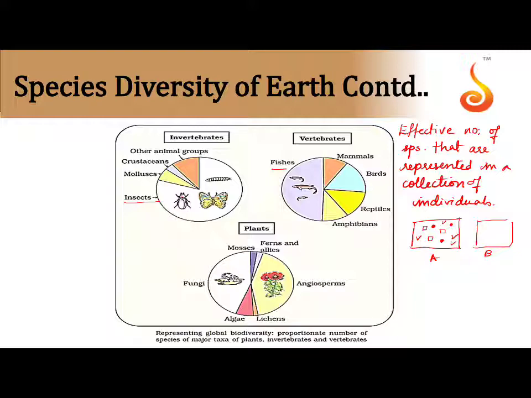In case of plants, if you see, angiosperms are highest and fungi also are quite good. So in plants, angiosperm is highest, but when we are considering fungi along with it, it is equally good in number. So this is the species variety. You must and should remember all the highest numbers. So you must remember insects under invertebrates, fishes under vertebrates, angiosperms under plants. These are the highest number of species seen.